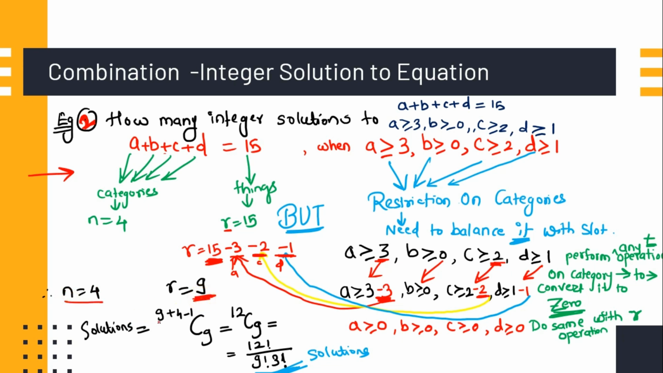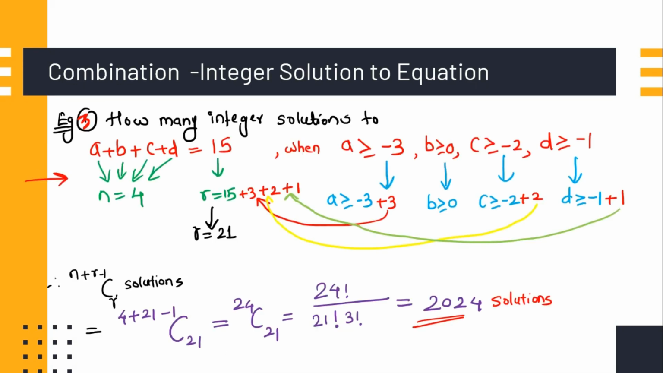So the total possible integer solutions for this equation is n plus R minus 1 C R, which is equal to 12C9. This many solutions are there. What if, for the integer solution, your categories are starting from minus values? So the same equation, only thing is that we have placed a minus symbol for each category. Your A is greater than or equal to minus 3, B is greater than or equal to 0, C is greater than or equal to minus 2, D is greater than or equal to minus 1.